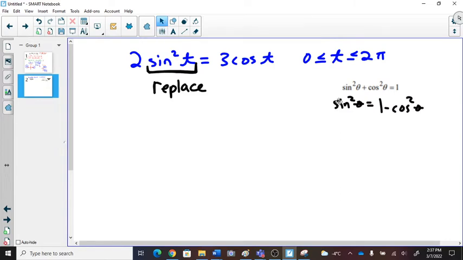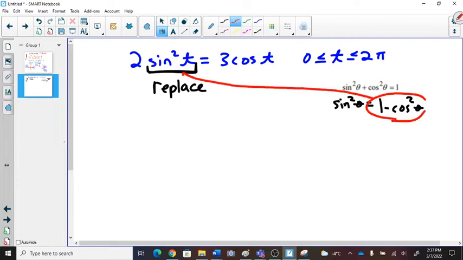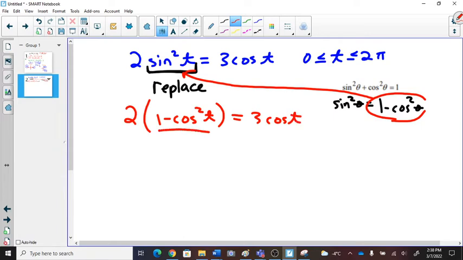1 minus cos squared theta. Okay, so I'm going to take this and I'm going to replace it, okay? Except for theta, I'm going to just use the letter that they have. So 2 bracket, okay? So I replaced something from my formula sheet. Okay, that's the only new thing that you're learning.